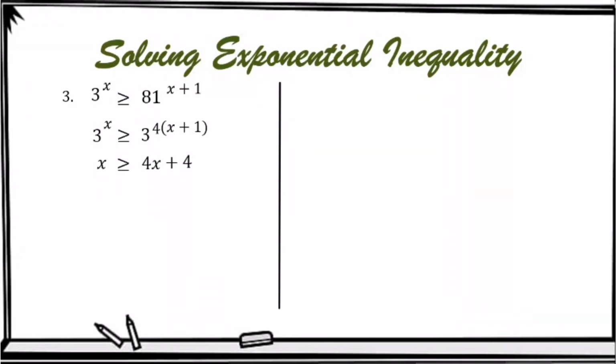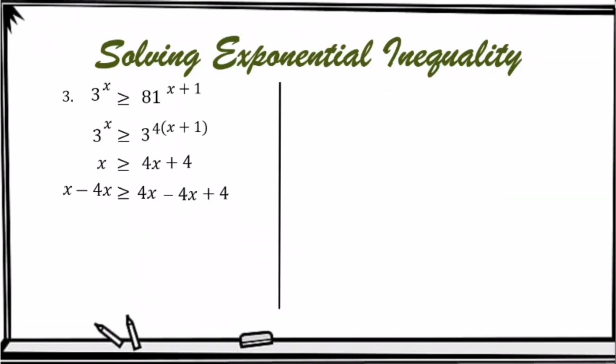To find the value of the variable, apply the addition property of inequality. Add negative 4x both sides. So we have given x minus 4x greater than or equal to 4x minus 4x plus 4.